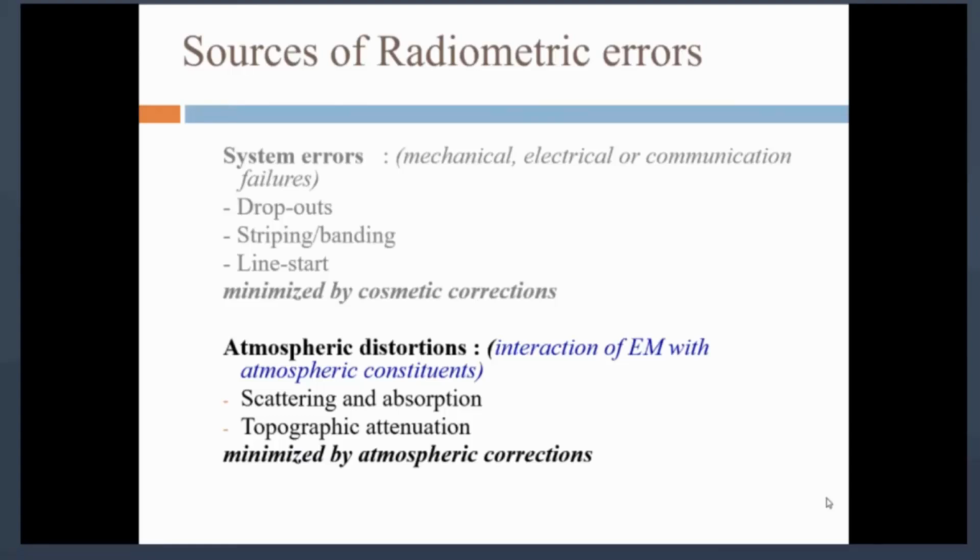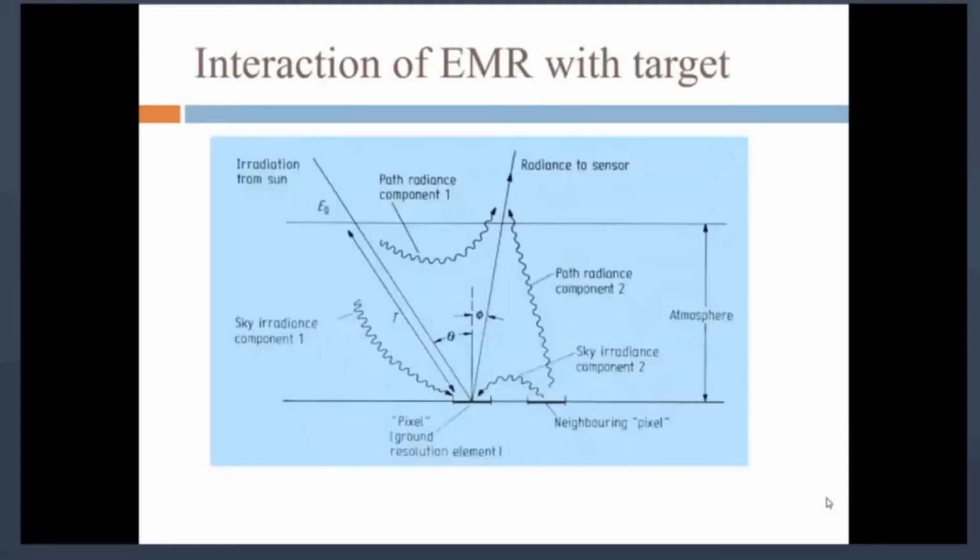And then there could be non-systematic distortions also, or random errors, which are more commonly found for aircraft platforms. Because several times during aircraft remote sensing or air-based remote sensing, you need to alter the altitude and the attitude also of the platform. So these kinds of errors become non-systematic or random errors. And we'll see each one of them one by one.